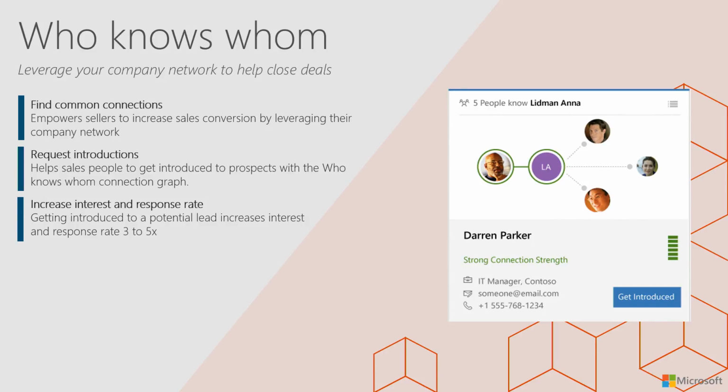So next, I'm a salesperson and I have a potential lead. I don't know this person, but what if Dynamics could recommend someone who also knows this individual I'm looking for? With the Who Knows Who feature, what we do is we create a social graph within your entire tenant, and we can find colleagues of yours who may know this individual that you need to reach out to. Because from information we've learned that having a warm introduction or a name mentioned when you reach out to a lead increases interest and response rate from 300% to 500%.